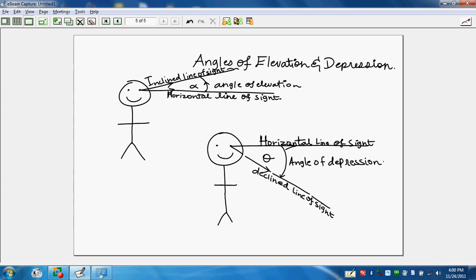So in this diagram here, this person initially is looking horizontally out and he sees some object on the floor. So what he would have to do is to drop his horizontal line of sight downwards through an angle called the angle of depression, so that his declined line of sight now affords him the ability to see whatever is on the ground. So the angle of depression would be that angle between the horizontal line of sight and his declined line of sight.